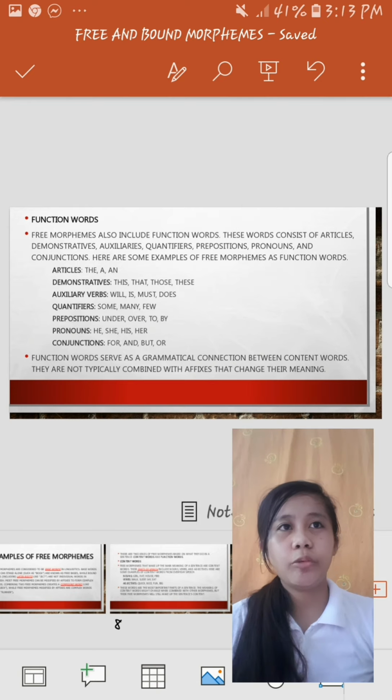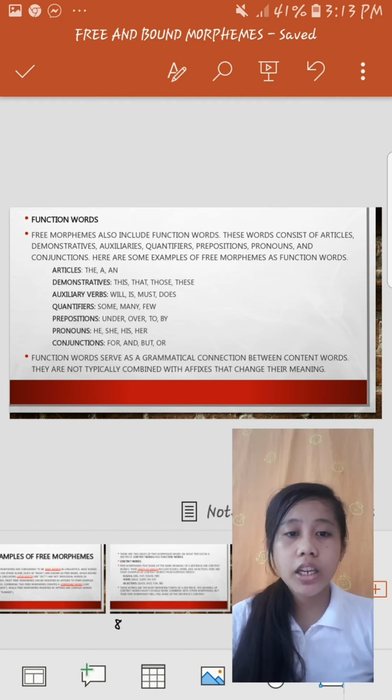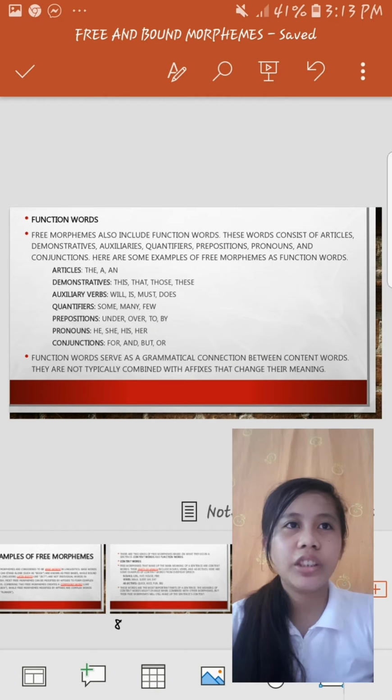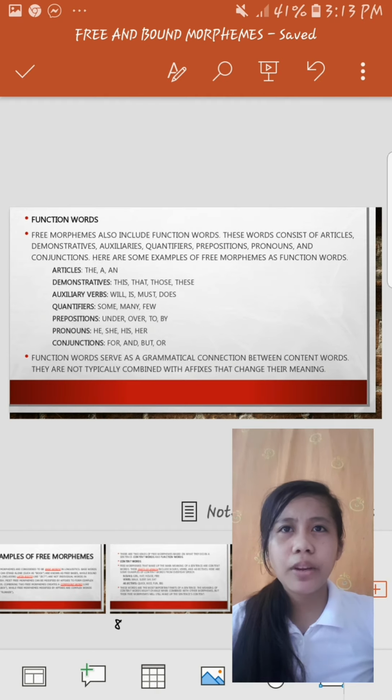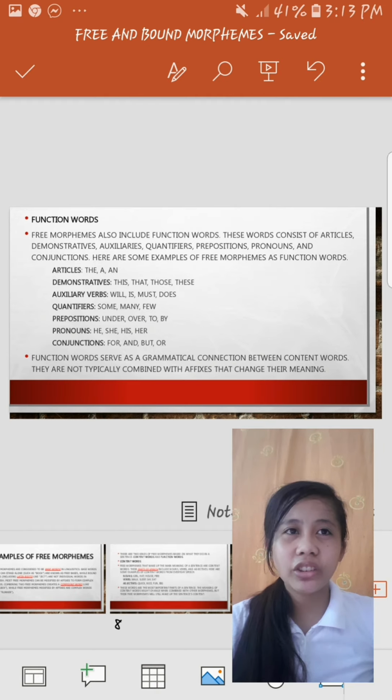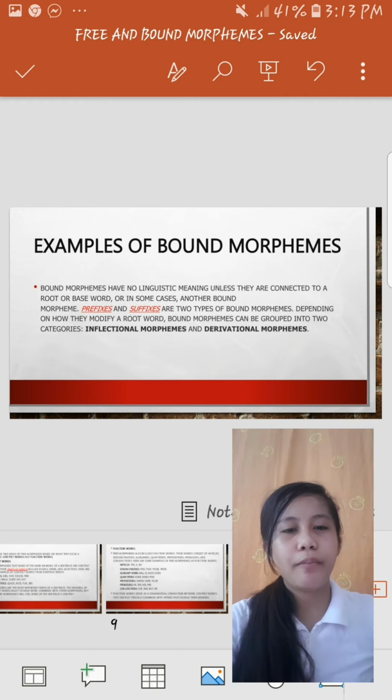And also the last one, we have conjunctions. So there are words like for, and, but, and or. So function words serve as a grammatical connection between content words. They are not typically combined with affixes that change their meaning. So next will be the examples of bound morphemes.